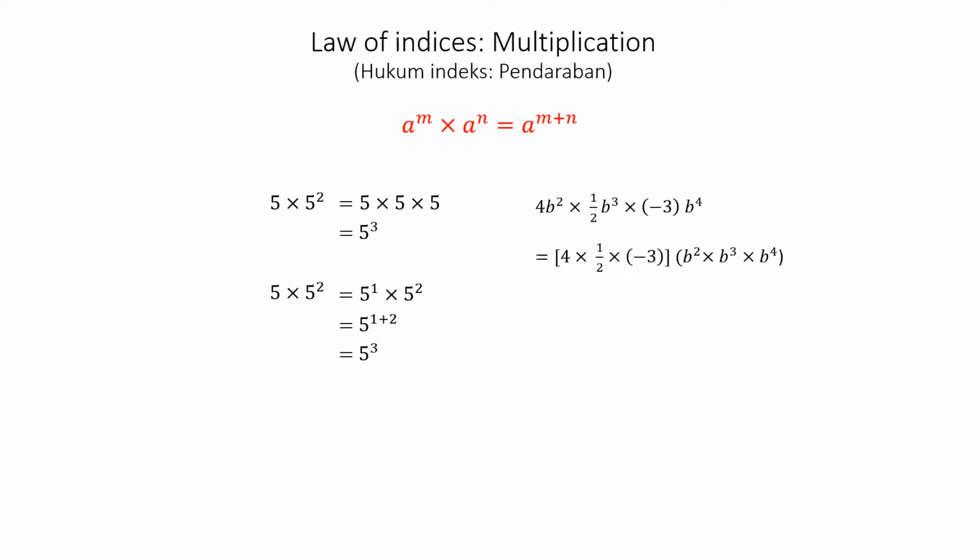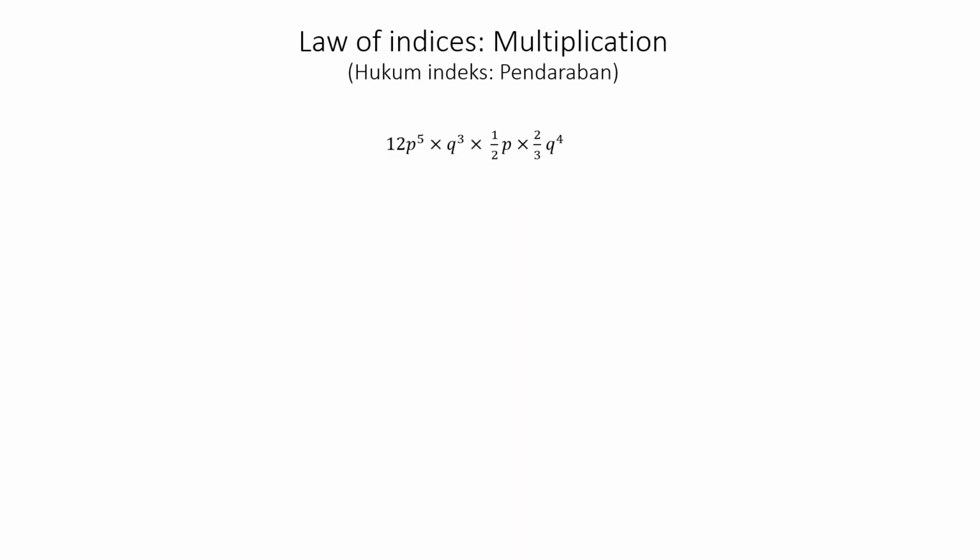And you simplify it, which is equal to negative 6 for the numbers. And for multiplication of the same base, you can add up their power. So 2 plus 3 plus 4. And you simplify it, this is equal to negative 6b to the power of 9. Let me give you another example. This example is a more complicated question.